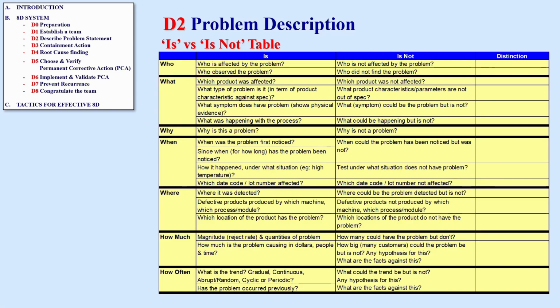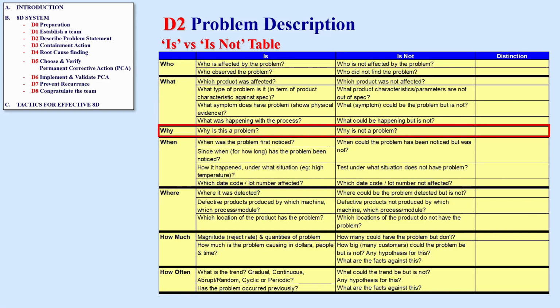For what? We ask questions such as, which product was affected? Versus, which product was not affected? What type of problem is it, in terms of product characteristics against spec? Versus, what product characteristics or parameters are not out of spec? What symptom has the problem, showing physical evidence? Versus, what symptom could be the problem but is not? What was happening with the process? Versus what could be happening but is not?